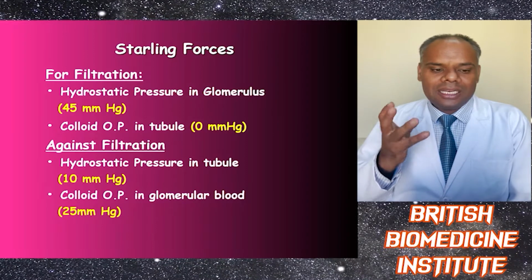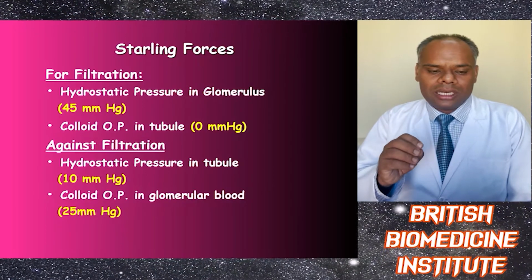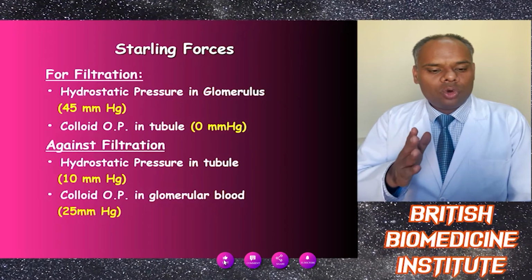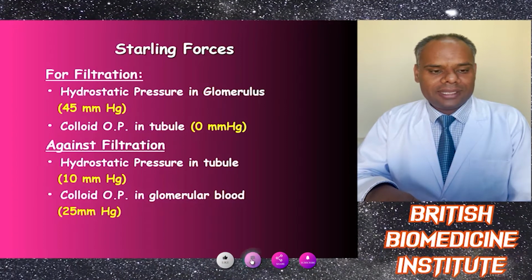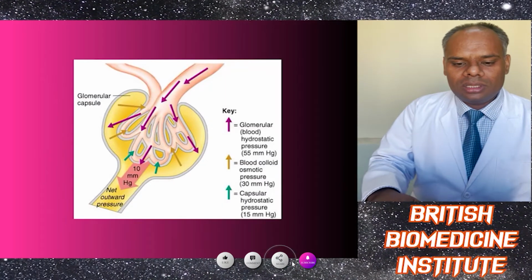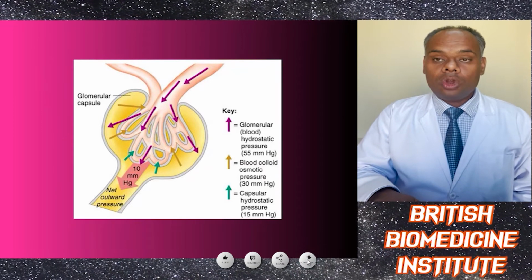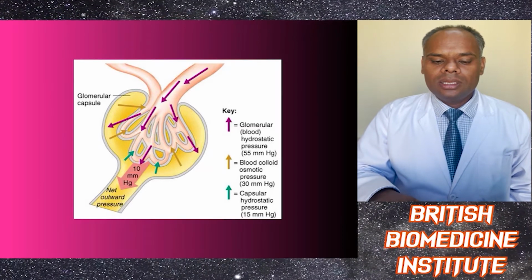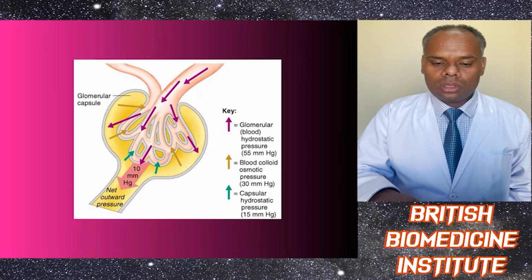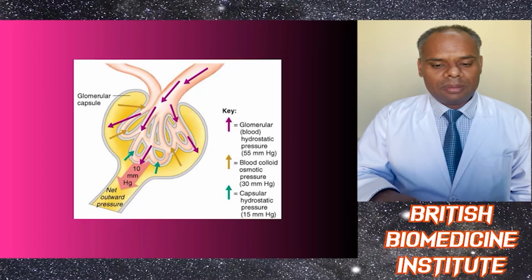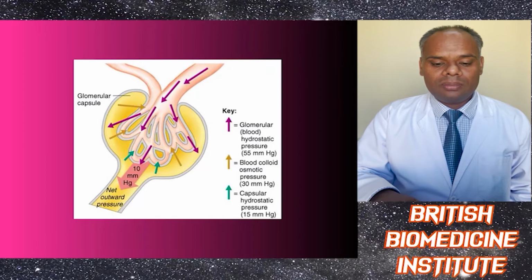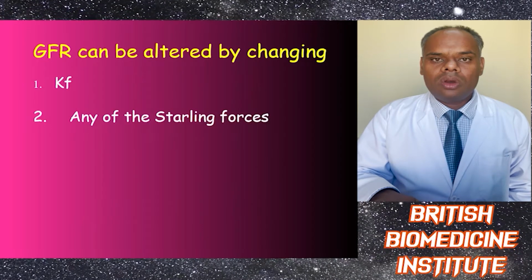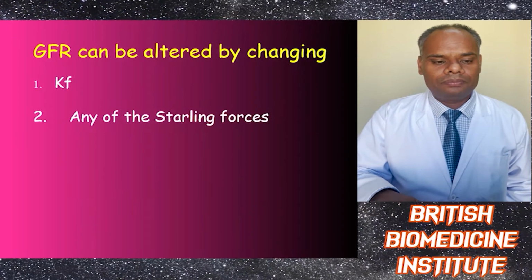And against filtration, the hydrostatic pressure in the tubules will be near 10 mmHg, and the colloid osmotic pressure in the glomerular blood will be 25 mmHg. In this diagram, the glomerular hydrostatic pressure is 55 mmHg, the blood colloid osmotic pressure is 30 mmHg, and the capsular hydrostatic pressure is near 15 mmHg. So this is how glomerular filtration happens.